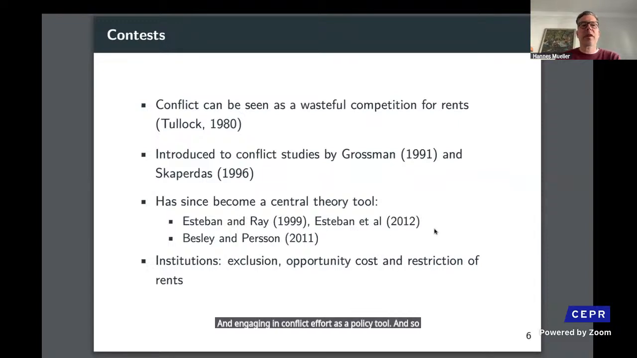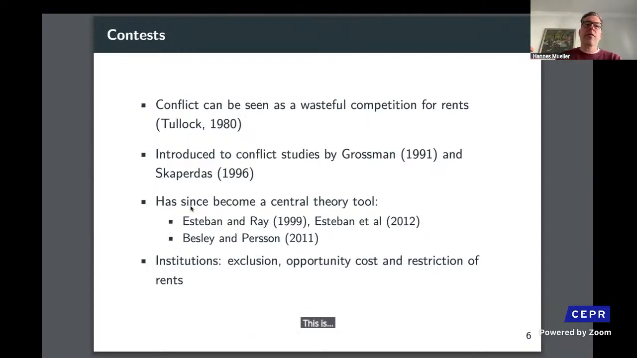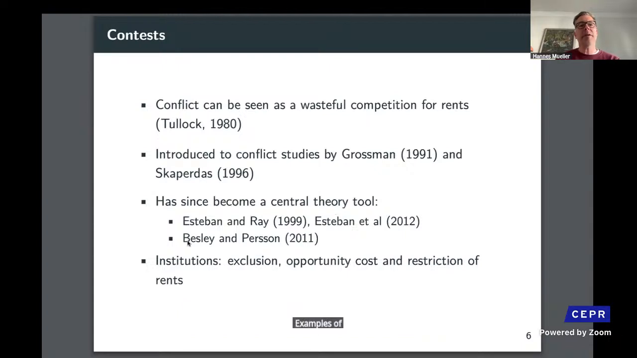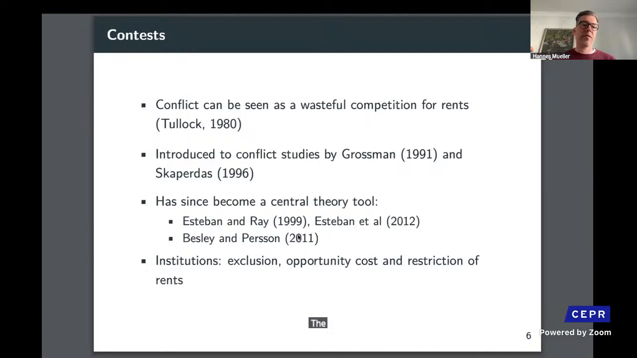And so two strands of literature I want to stress: first, work on ethnic divisions and income divisions, thinking about whether a conflict is more ethnic or more driven by income disparities. This goes back to Esteban and Ray, and Esteban, Ray and Mayoral. There are two important papers, in the 90s and in the 2010s. There are other people contributing in this direction, but they write down this contest function explicitly, so these are very classic examples of this tool. And then Tim Besley and Torsten Persson in 2011 with their work on the logic of political violence. This is a paper we're going to come back to a lot. I'm not going to go into detail here, but again this is modeling the contest for resources, in particular for the state's resources, as armed conflict.